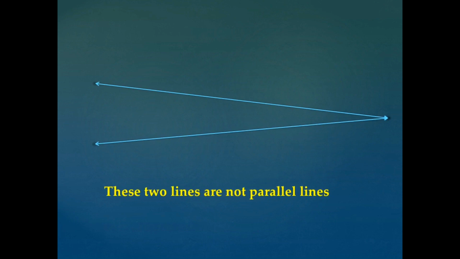Let us consider another example. Let us have these two lines in a plane. If we extend these two lines, we can see that they intersect at a point. That's why these two lines are not parallel lines.